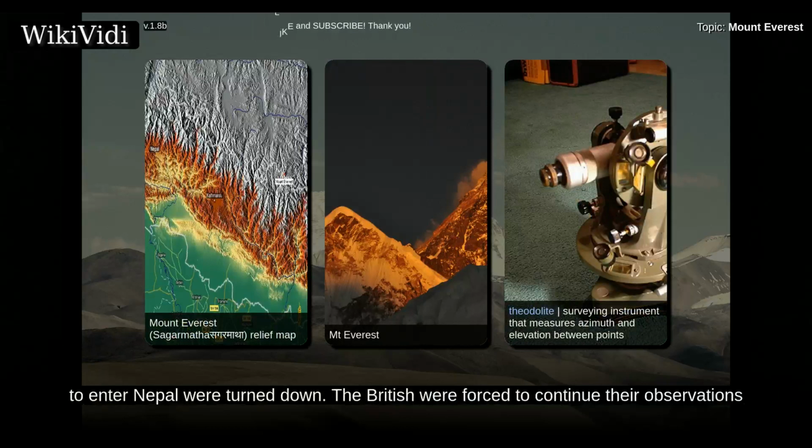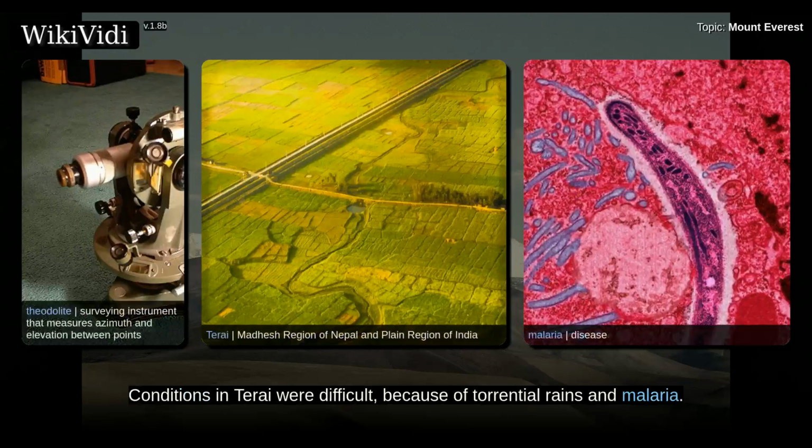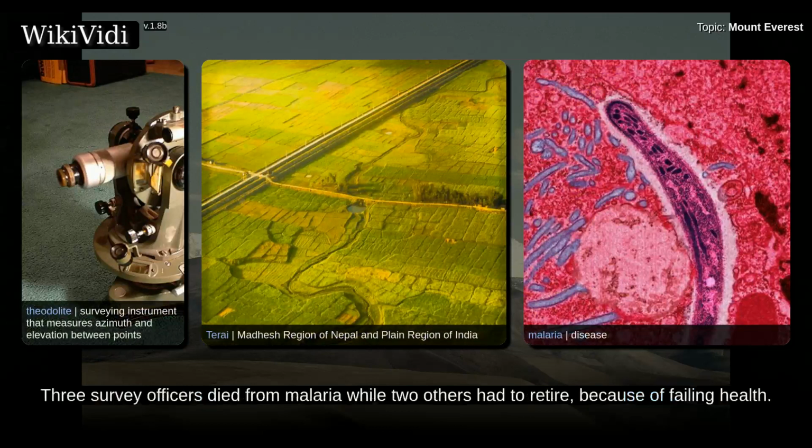The British were forced to continue their observations from Terai, a region south of Nepal which is parallel to the Himalayas. Conditions in Terai were difficult, because of torrential rains and malaria. 3 survey officers died from malaria while 2 others had to retire, because of failing health.